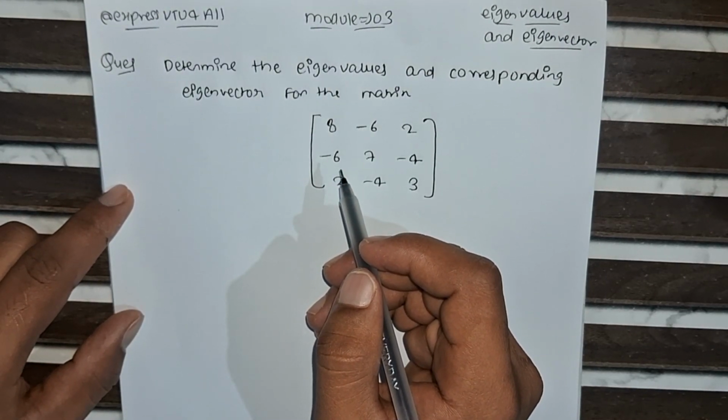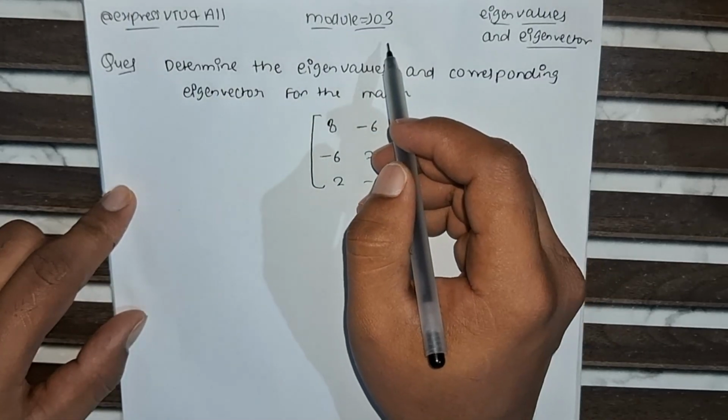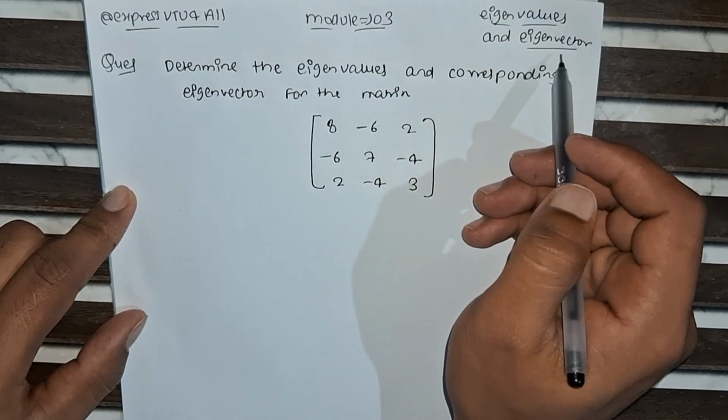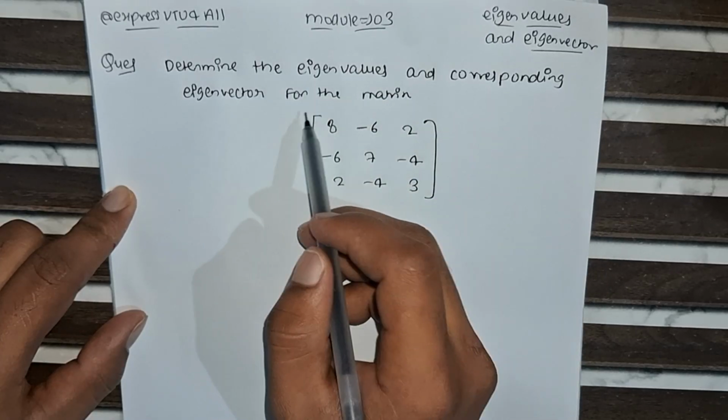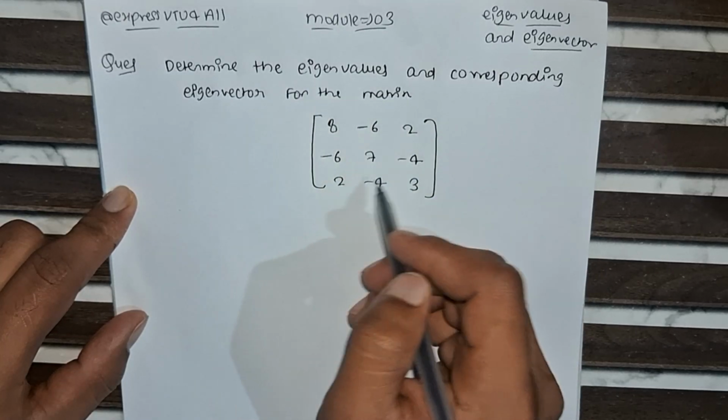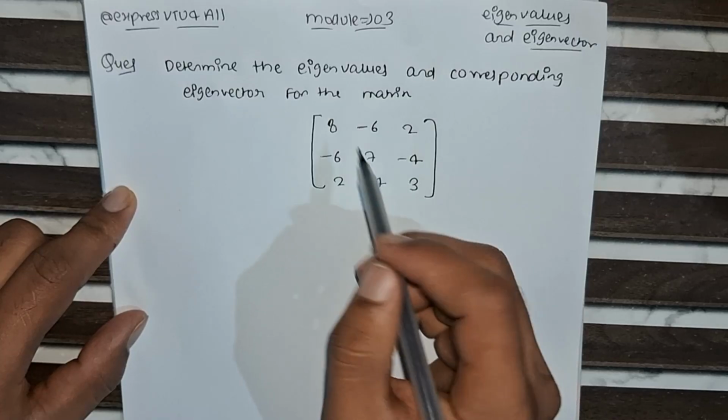In this video, we are going to solve a very important problem from Module 1, which is based on eigenvalues and eigenvectors. So the question is, determine the eigenvalues and corresponding eigenvectors for the matrix. This is the matrix which is given here. Let's solve it. First we find the eigenvalues.